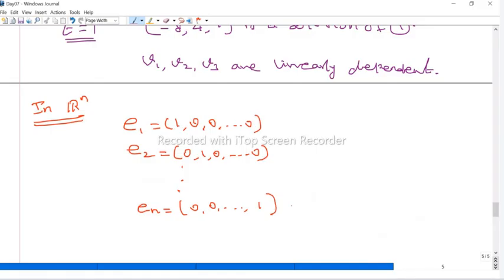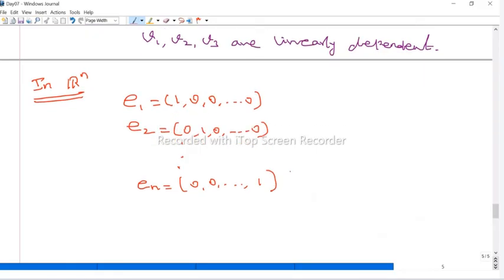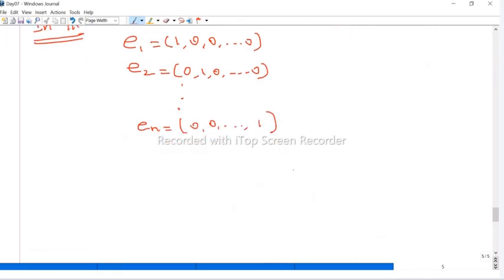Okay, this e1, e2, etc., en are called, anyway, we will discuss later. That is called the standard basis. Now, anyway, this e1, e2, etc.